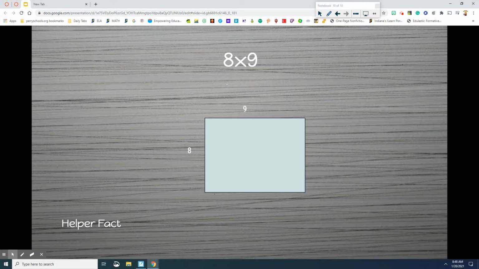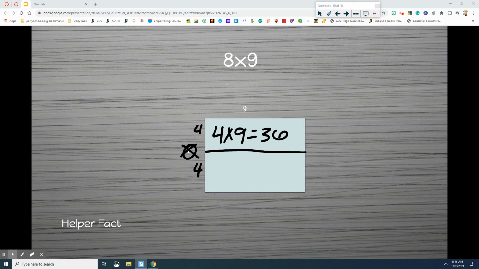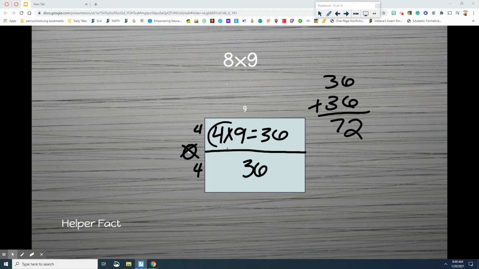Okay, another one, 8 times 9. So again, I've got to look at my numbers. I have 8 and 9. I could use doubling here because 8 is an even number. So I could split this in half and have 4 and 4. If I know that 4 times 9 is, then I can solve this. 4 times 9 is 36. The top is 36, the bottom is 36. So I would add 36 plus 36, and that equals 72. So my helper fact is what I put in my box to help me get my answer.